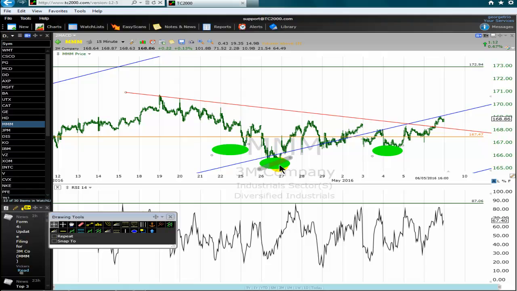All right? Looks to me like an inverted head and shoulders chart pattern. This is the slanted neckline. Now some traders will say, Joe, you just told me to go and buy 3M stock. I never tell traders to buy or sell. This is for educational purposes only.